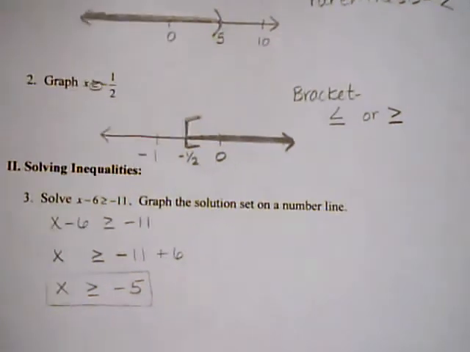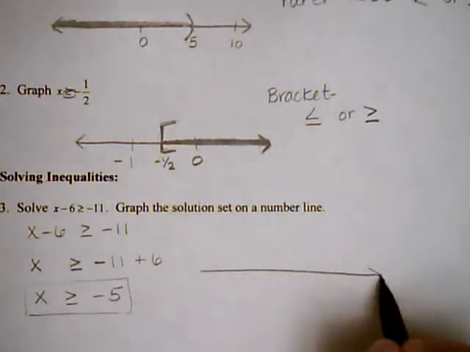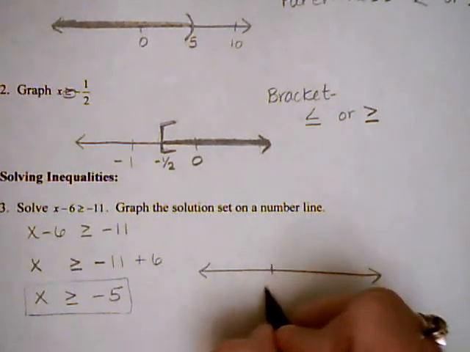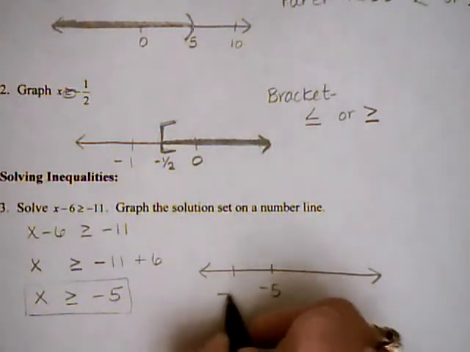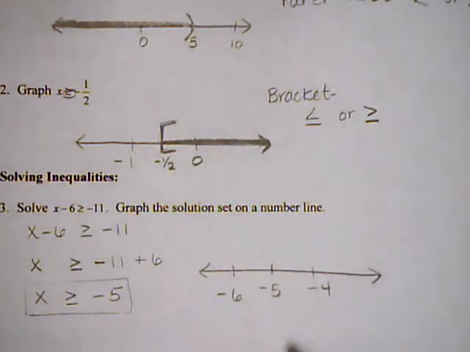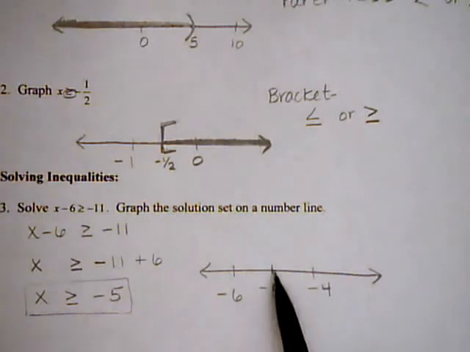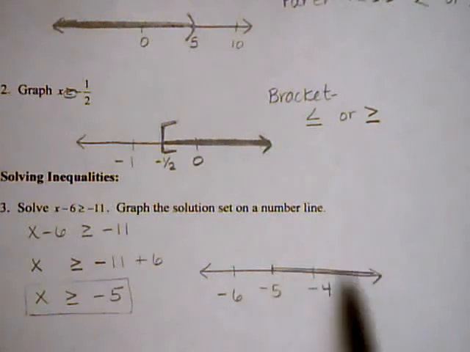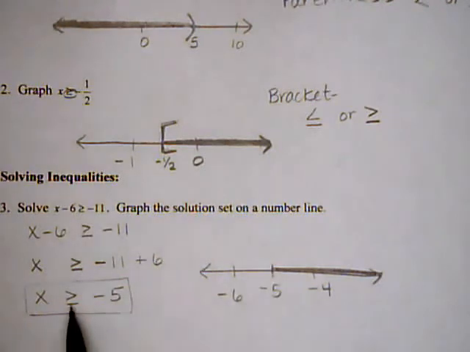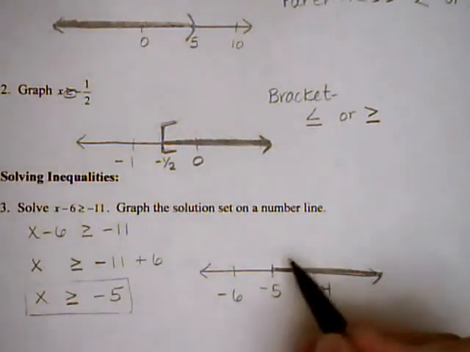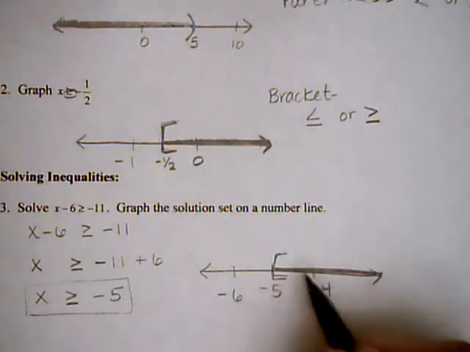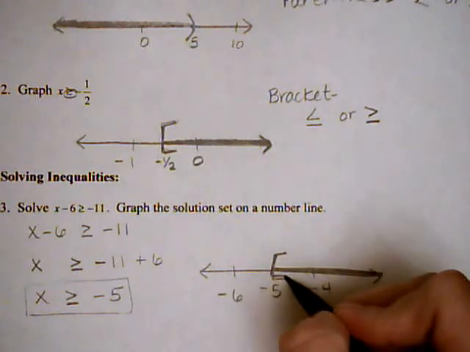If I want to graph it on the number line, negative 5, let's say negative 6, negative 4 would be on the right. Negative 5 would be between these two numbers. x is greater than or equal to, so which way do I shade? If it's greater than, we shade to the right. And then what symbol would I put at the negative 5? Because it's or equal to, I'm going to use a bracket. So this would be the correct graph.